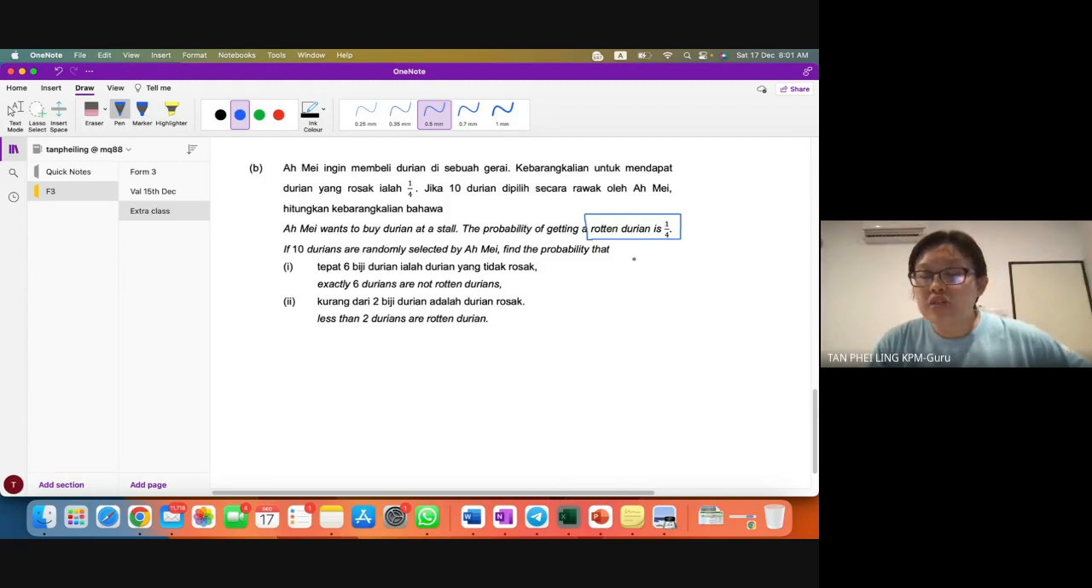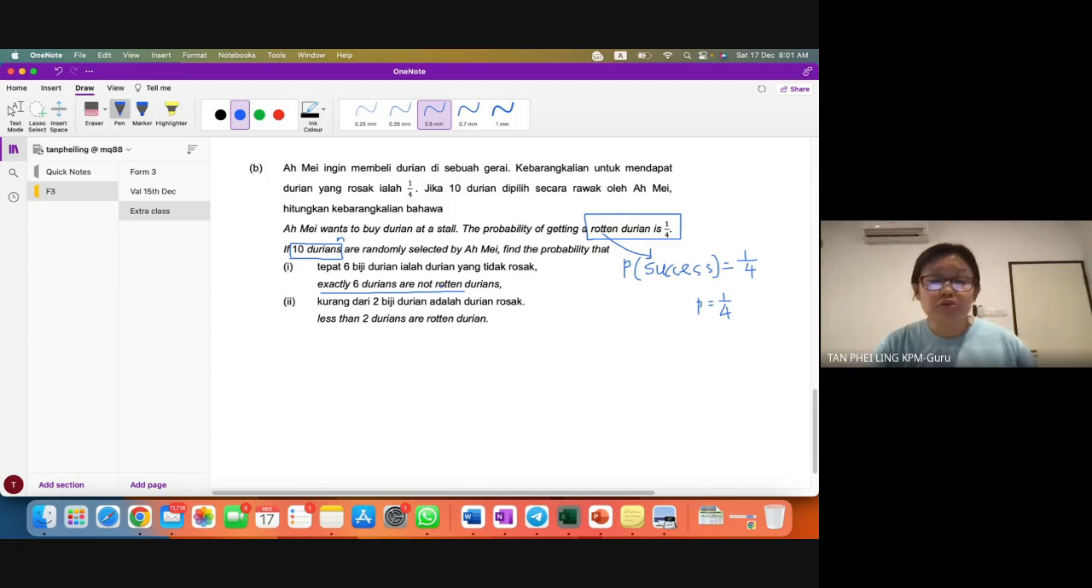So 1/4, you can consider them as probability of success, right? You can count it as your probability of success, which is 1/4. In short, you put it as your p, 1/4. But you remember success means rotten. Then if 10 durians are randomly selected, so now the n is 10, because you need to use the nCr later. So your n is 10, so find the probability that exactly 6 durians are not rotten. They want not rotten.